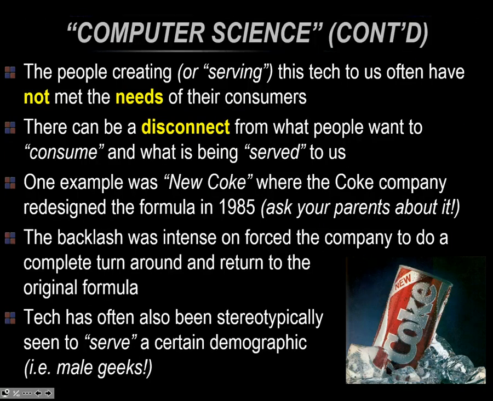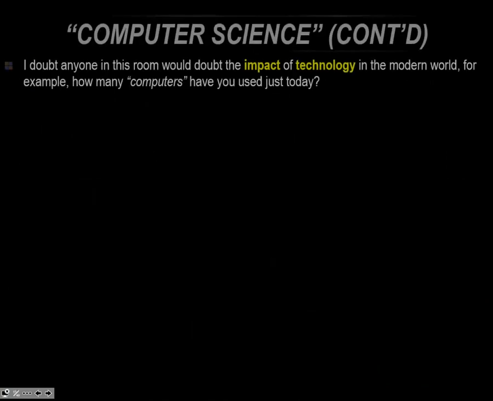But once they put it out there, there was a huge backlash against it. The company realized that nobody liked the new Coke, and they were forced to turn around and go back to the original formula. This is an example of where they want to serve you something, but it's not actually what you want to consume. And I would argue that technology has stereotypically kind of been that way, that what they serve you up in technology only meets a certain demographic of people and not necessarily what you want.